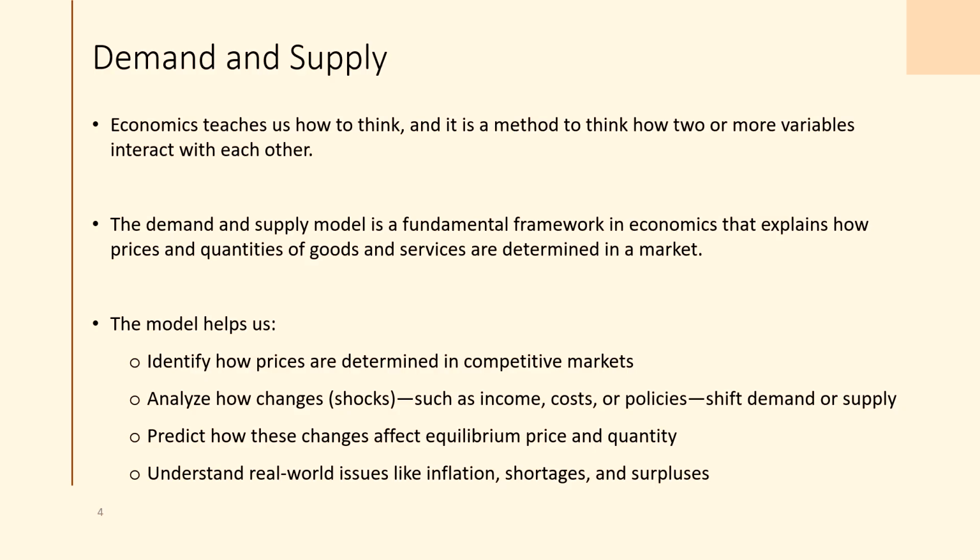Now we move to one of the most important models in economics, the demand and supply model. This model helps us understand how prices and quantities are determined in the market. It allows us to analyze how different factors affect market outcomes. For example, it helps us identify how prices are determined, how external changes shape demand or supply, and how these changes affect equilibrium. This model is also useful for understanding real-world issues such as inflation, shortages, and surpluses.